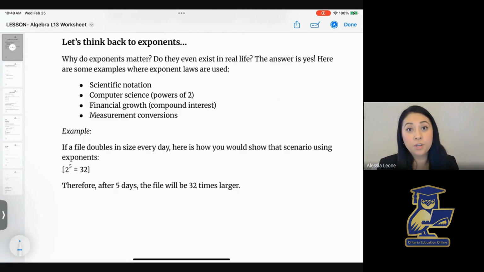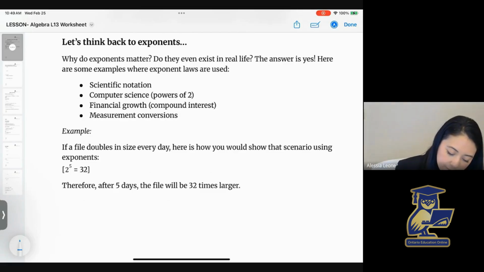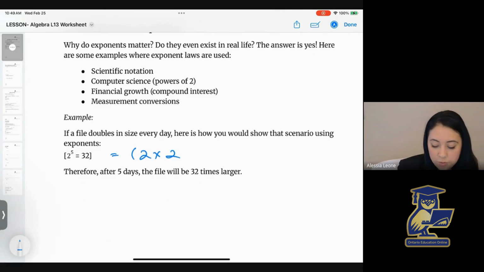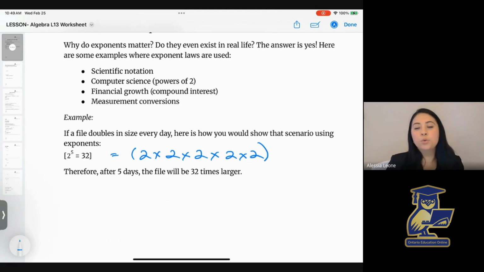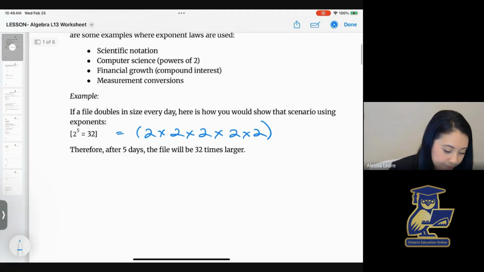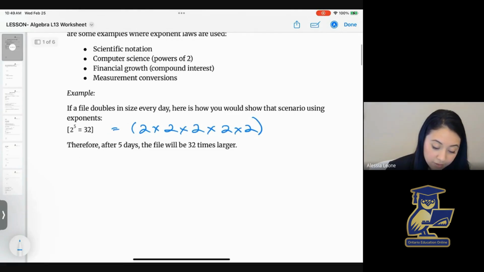And that's what exponents are, right? Exponents are just showing repeated multiplication. So that shows us it is 2 times 2 times 2 times 2 times 2. Who wants to write that out when you could just write 2 to the power of 5? And you get the same answer. So the file will become 32 times larger.